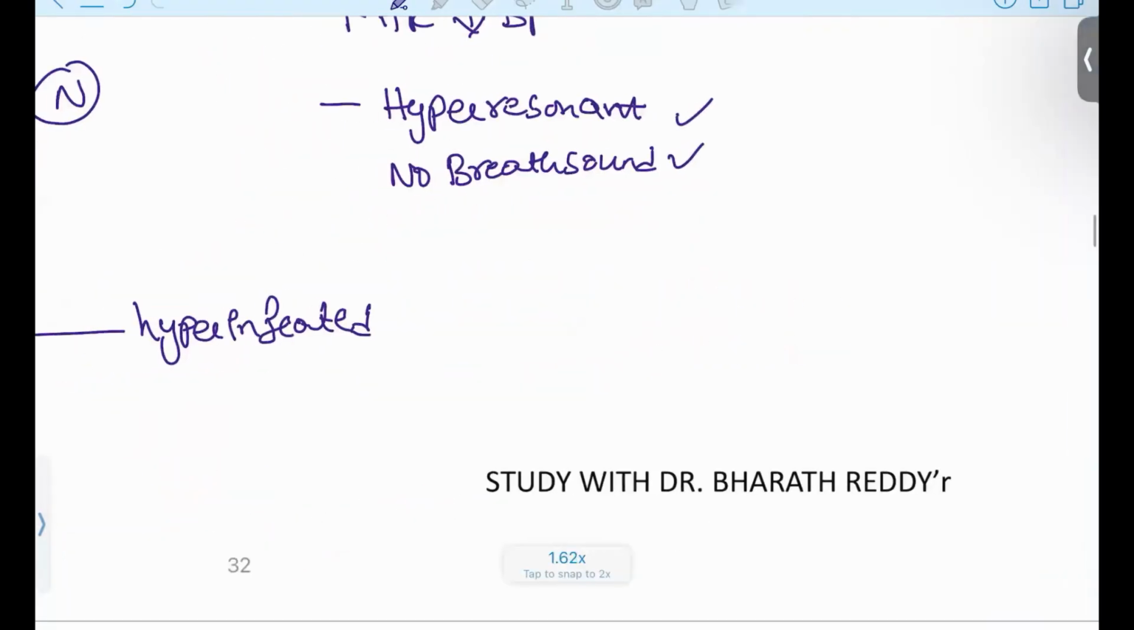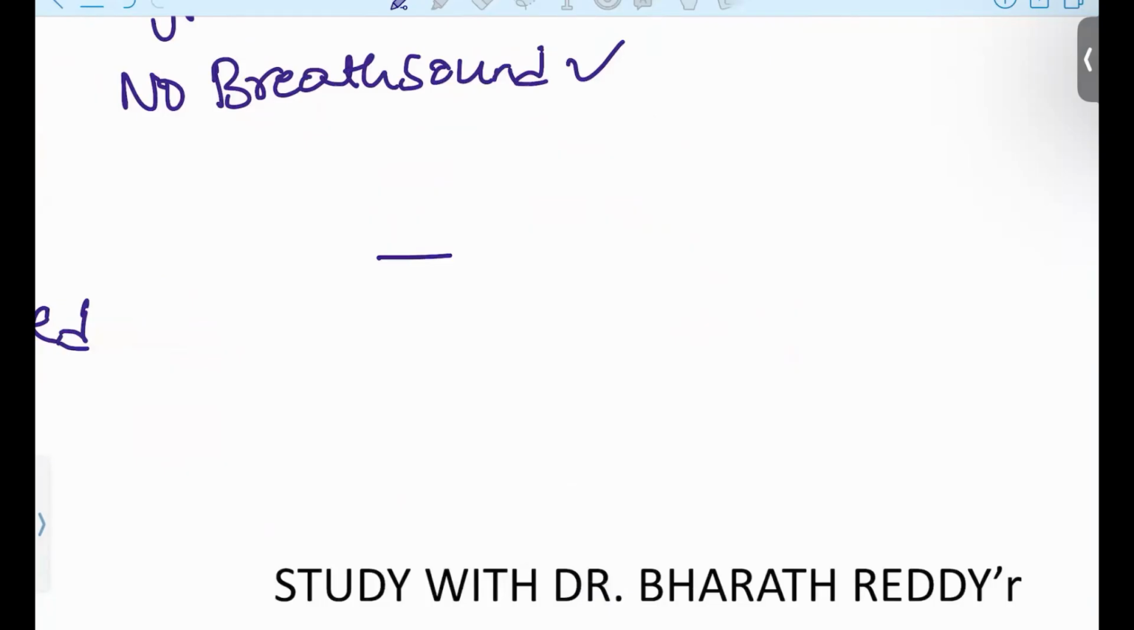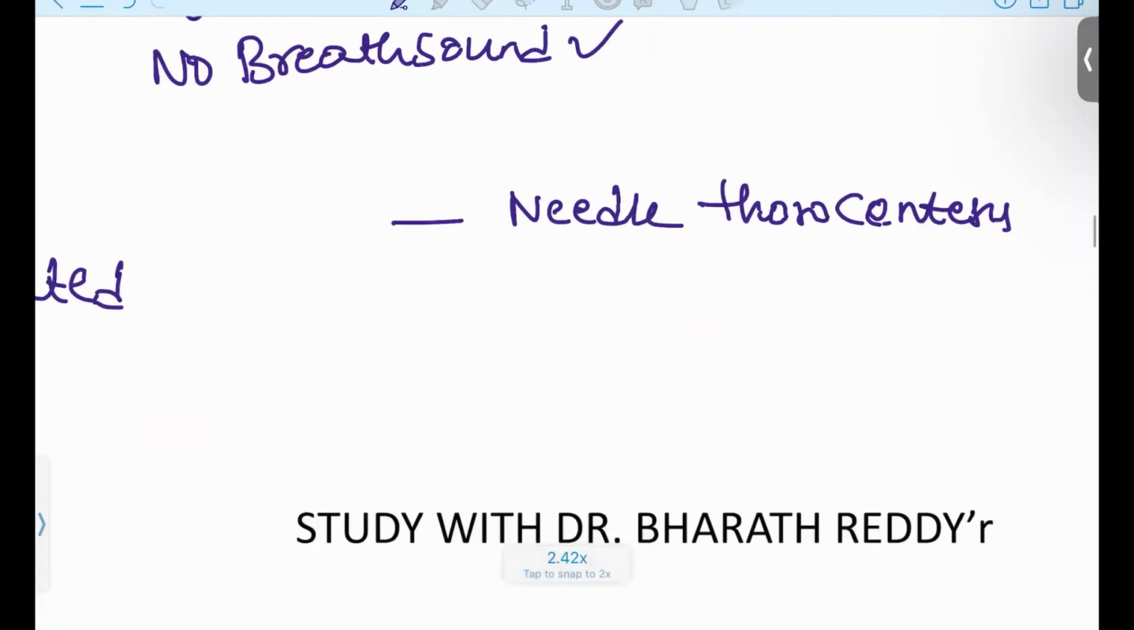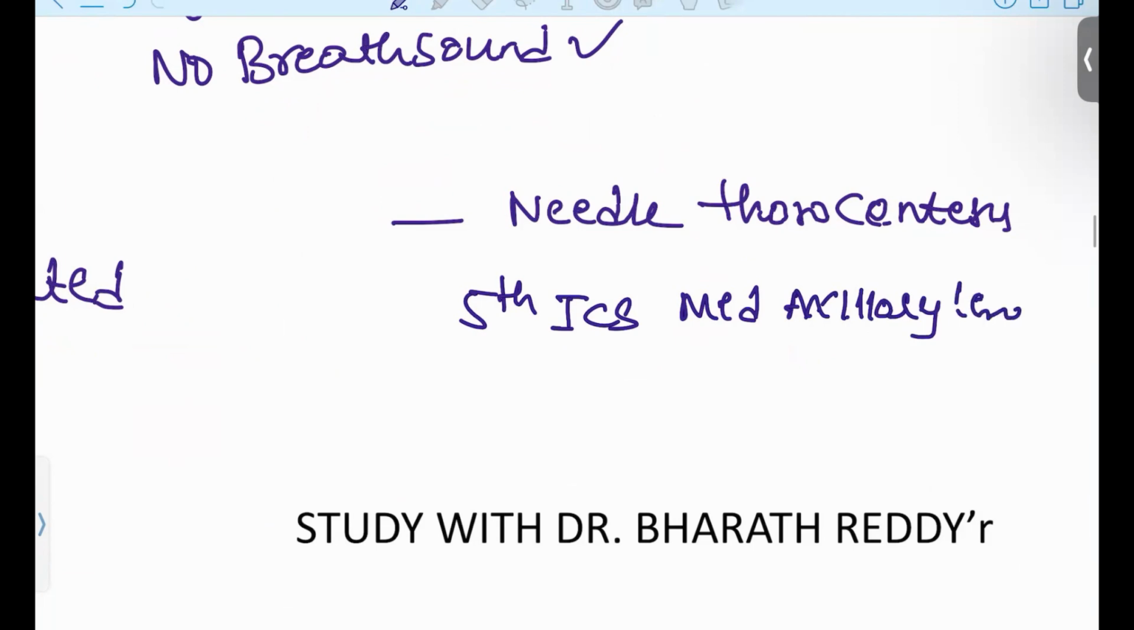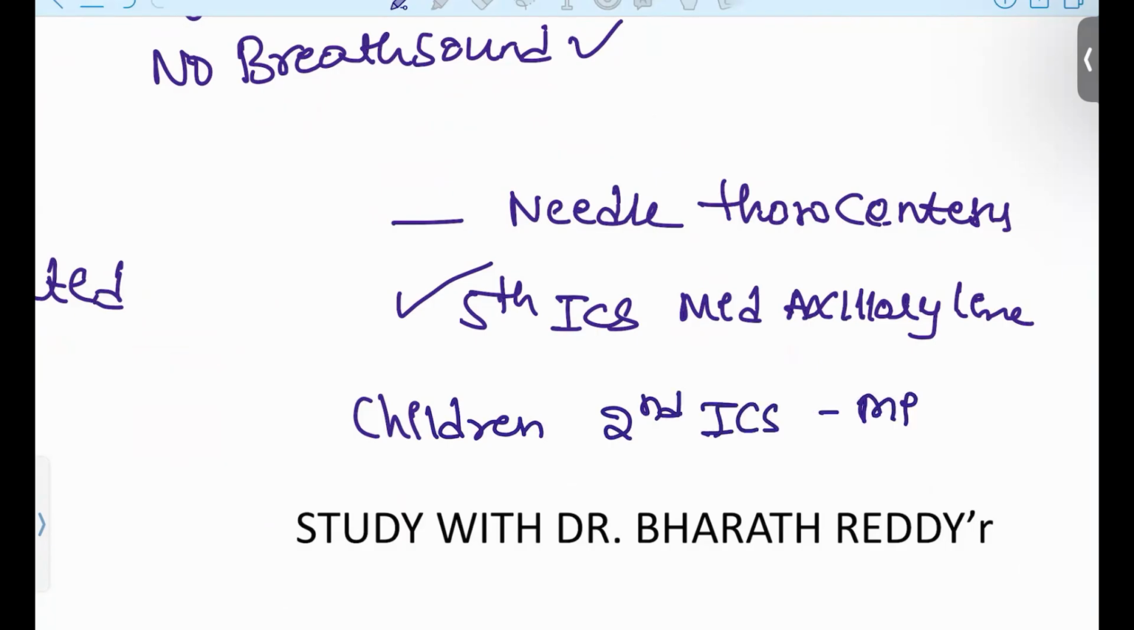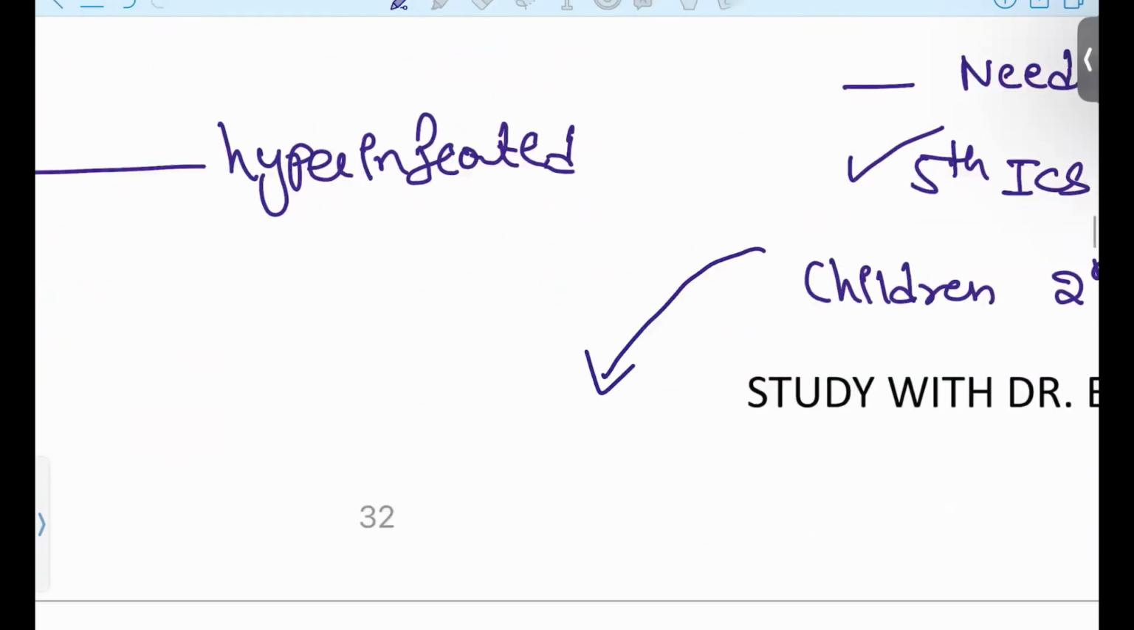What is the immediate treatment that you have to do? Immediately you have to do needle thoracentesis. Okay, needle thoracentesis should be done. At what location? Fifth intercostal space, mid-axillary line. How about children? In children, it is done in the second intercostal space, mid-clavicular line. And after doing the needle thoracentesis, you have to place the chest tube. Okay, the chest tube should be placed here.